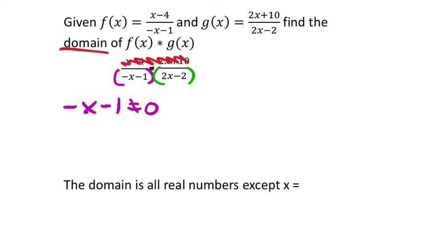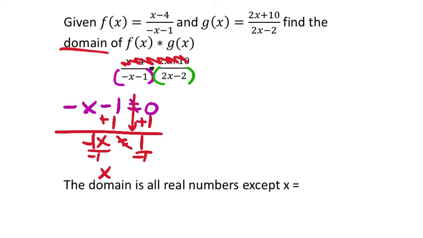In solving this, I'd go and add 1 to both sides. So negative 1x cannot equal 1. Then divide both sides by negative 1 tells me that x cannot equal negative 1. So negative 1 cannot be in the domain. Everything else can. And then also we have the g side of that, f of x times g of x. So that would be 2x minus 2. This also cannot equal 0.